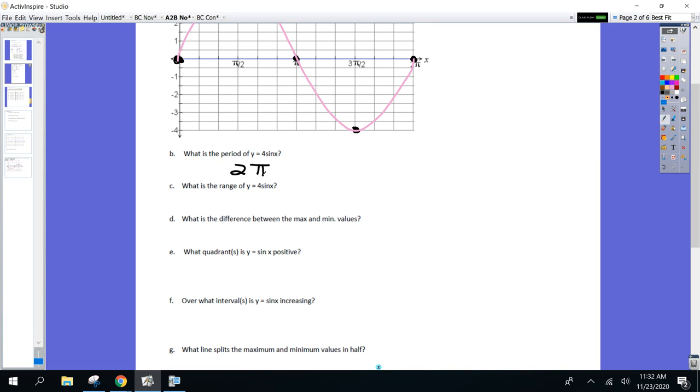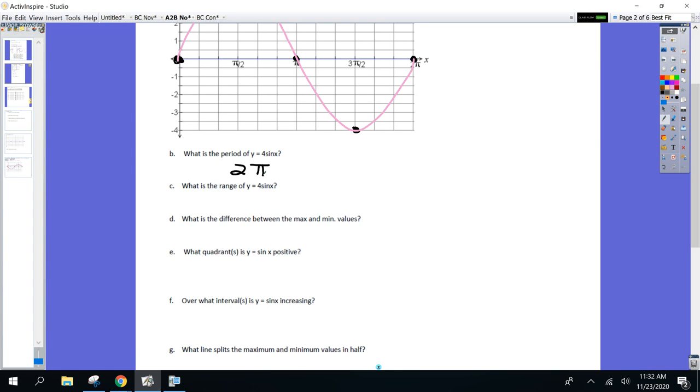Range, you guys know that now. Range, y values. Tell me something about your y values. From what to what? 4 to negative 4. Here's how I'm going to have you write it, though. You guys remember using maybe parentheses and brackets last year? I don't want to write that old notation. Don't worry about that. I'm going to make it a lot easier. Trust me, a lot easier.